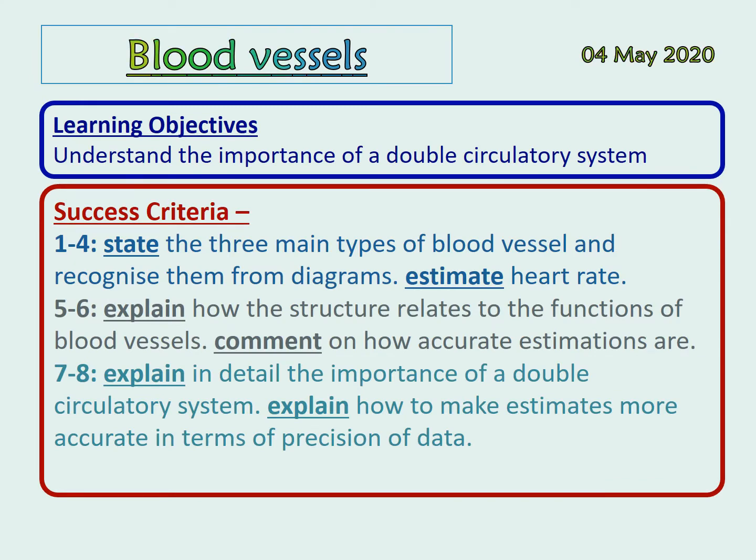So we need to state the 3 types of blood vessel. We need to explain how the structures of the blood vessel relate to the function. And also we're going to be looking at something called the double circulatory system, which is what we and mammals have, and explain why that's important compared to the circulatory system that organisms like fish have.